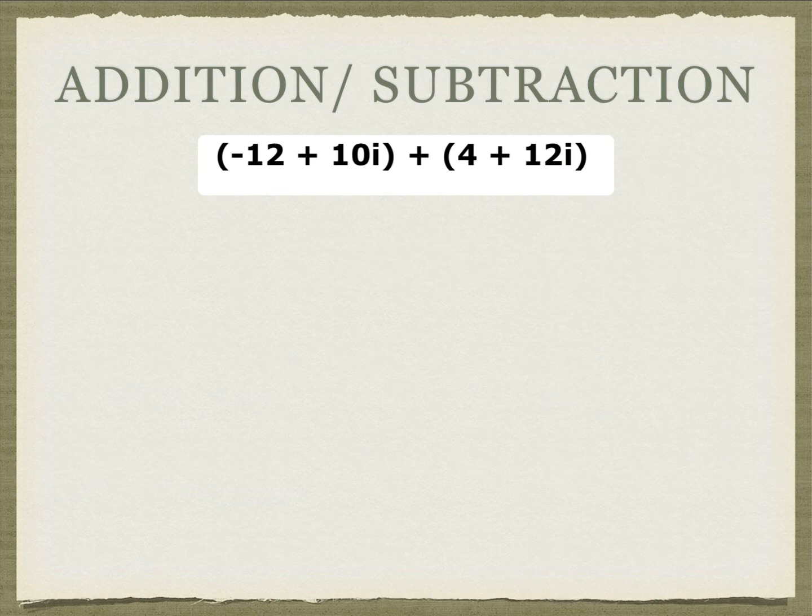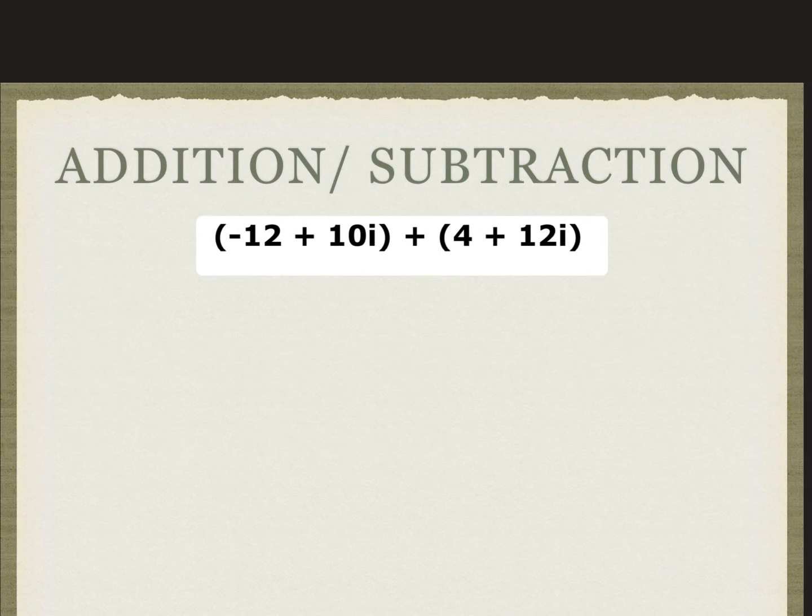All right, so in adding and subtracting complex numbers, we have to remember we can only add like terms together. So here, when you're adding, you can just get rid of the parentheses. So it's -12 plus 10i plus 4 plus 12i. When you're adding, we can just lose the parentheses. We don't need them.